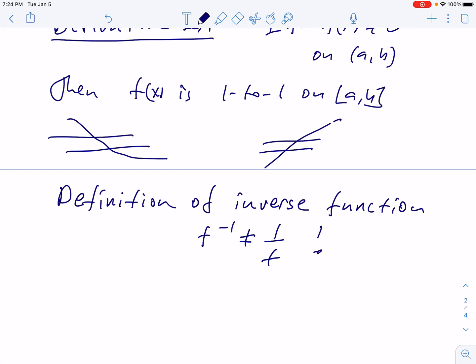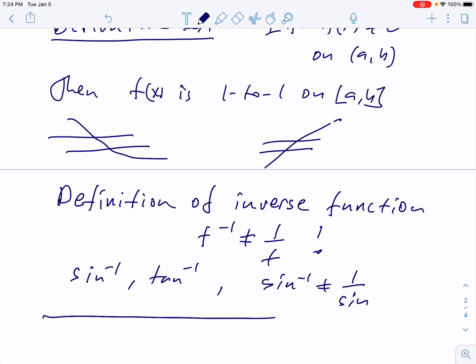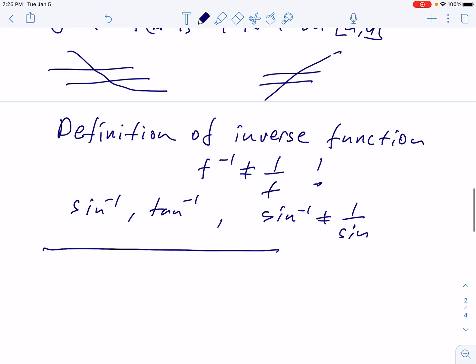And on many graphing calculators you can see notations like sine negative first or tangent negative first. These are not reciprocals. These are inverse functions. We shall use also a different notation later, arcsine. This is not 1 over sine. Anyway, here comes the definition.